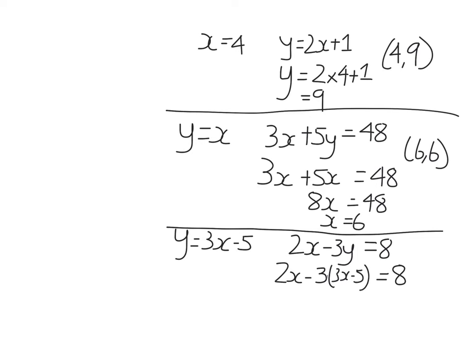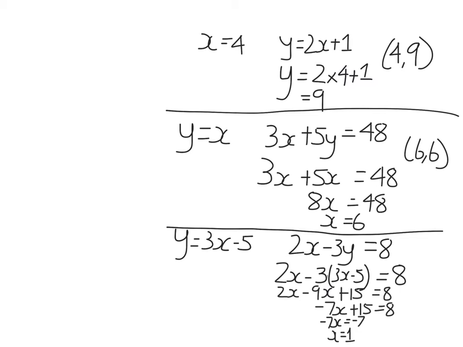So I have to times this negative 3 here by the whole thing. That's why I needed brackets. So now let's expand the brackets. I go minus 3 times 3x, minus 3 times minus 5. Then I get negative 7x, 2 minus 9 is negative 7, plus 15 equals 8. Subtract 15 from both sides, I get negative 7x equals negative 7, x equals 1.